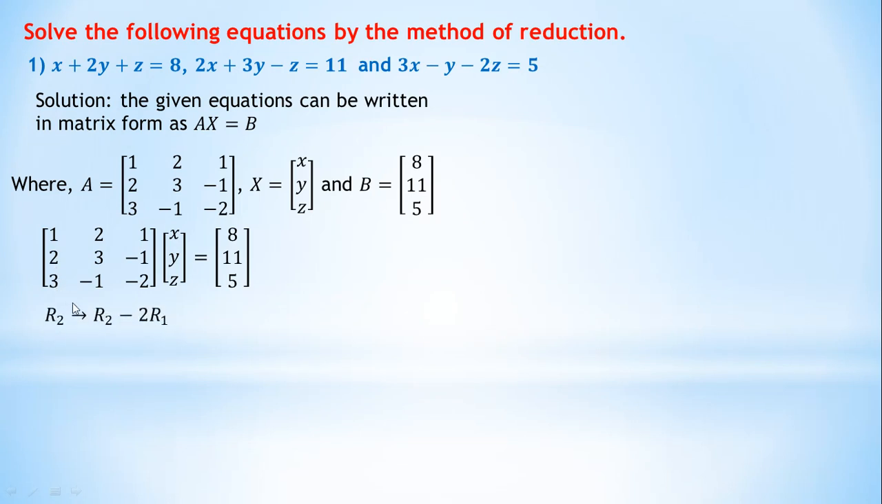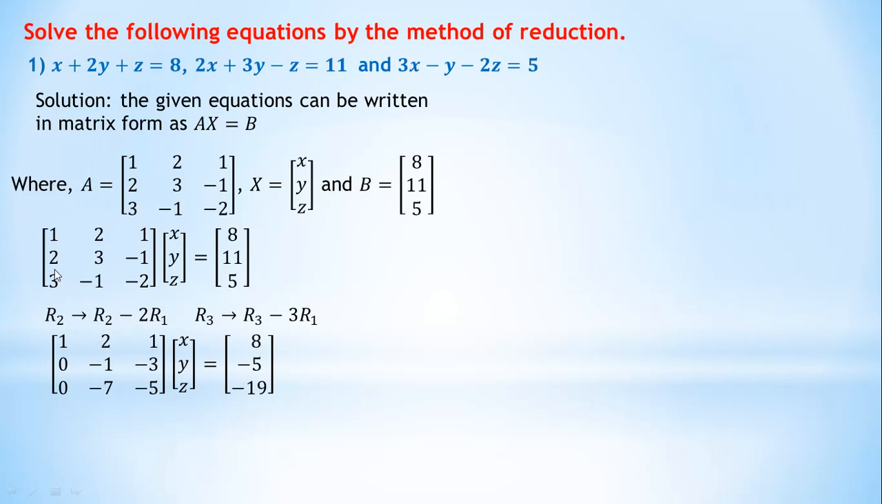So see, if you perform this transformation, that is R2 changes to R2 minus 2R1, then you will get 0 here. Similarly, simultaneously if we take R3 changes to R3 minus 3R1, here we get 0. So simultaneously we will do these two transformations. Then what will you get?